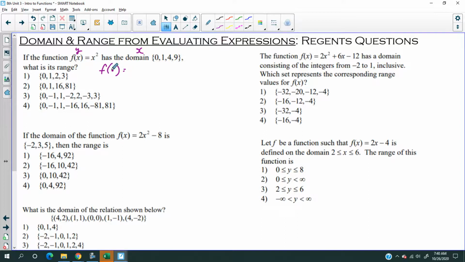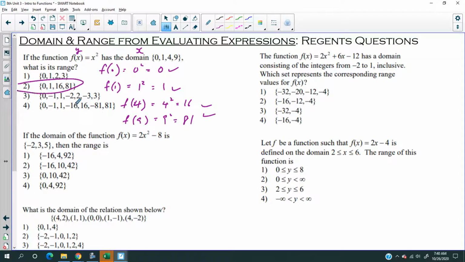So when x is 0, f of 0, I'm just replacing x with the number 0. It's 0 squared. What's 0 squared? 0. Then f of 1: when x is 1, 1 squared is 1. f of 4, that's 4 squared, that's 16. And then what's f of 9? 9 squared, that's 81. So which one of these choices has these 4 numbers? 0, 1, 16, 81, that's it.